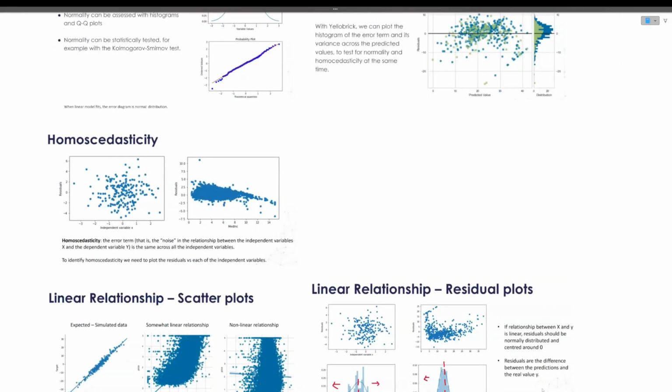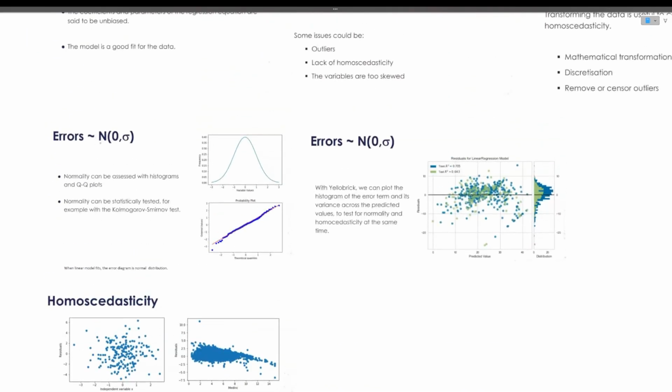Okay, as mentioned in the assumptions, normality can be assessed with histograms or by Q-Q plots. So you can see this might be our errors. This is 0, right? We're saying the majority of the values, the error, should have a normal distribution.